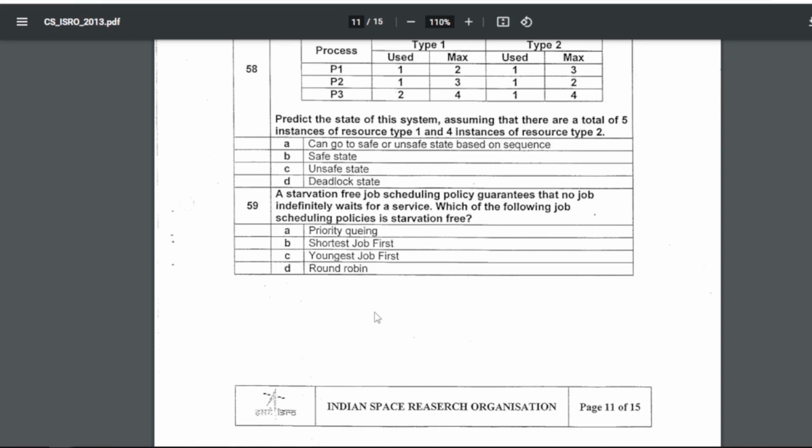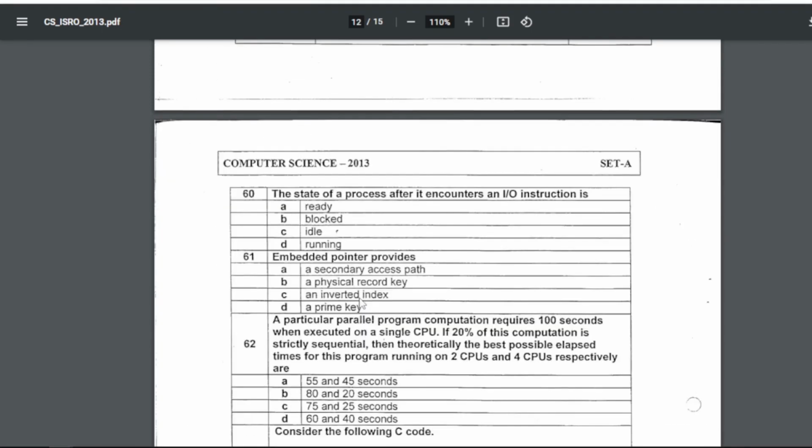Now 59 is that a starvation free job scheduling policy guarantees that no job indefinitely waits for a service. Which of the following job scheduling policies is starvation free? So for 59 our answer will be round robin, that is option number D.